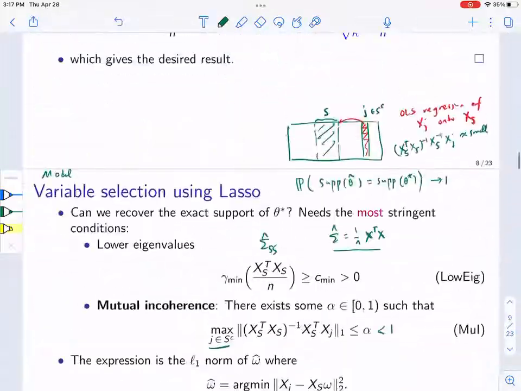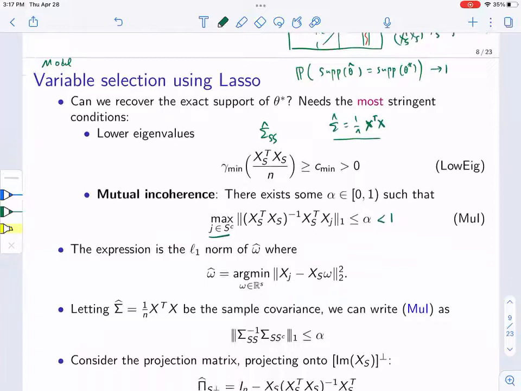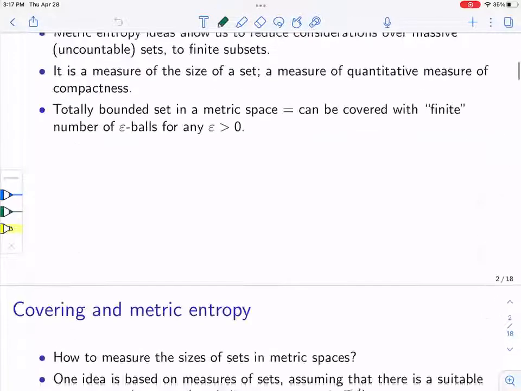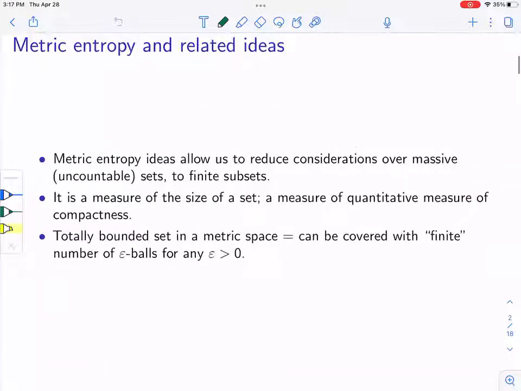Okay, so we're going to end here. Any questions? Okay, so next time we're going to come back and talk about chapter 5, which is metric entropy. These are nice ideas. It's a change of topic, and then we'll talk about random matrices.